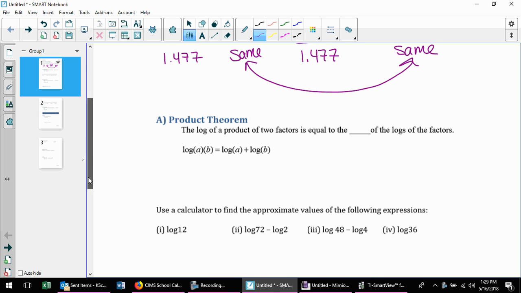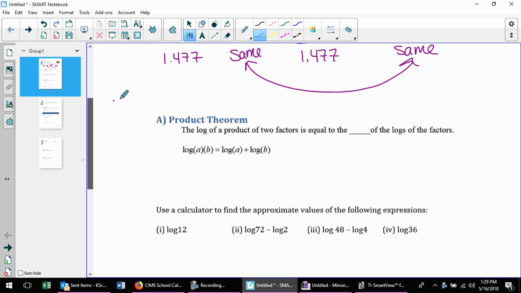So what you've just done is the product log law. But this is the key thing, it's like your exponent law that you learned in grade 9, they have to have the same base. You can't apply any log laws to different bases. That makes sense to everybody?